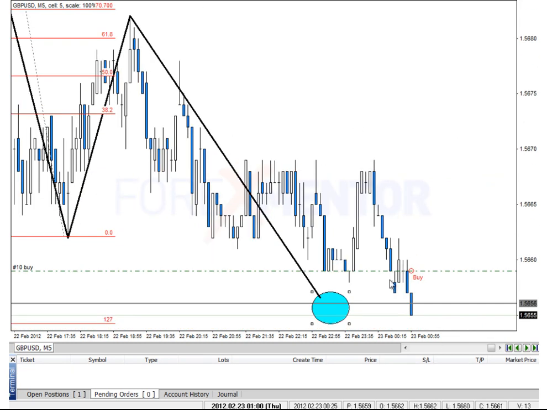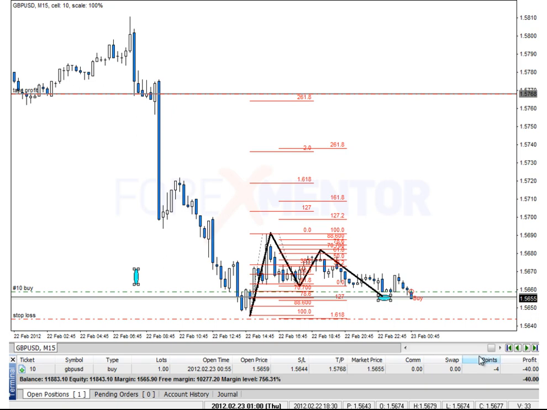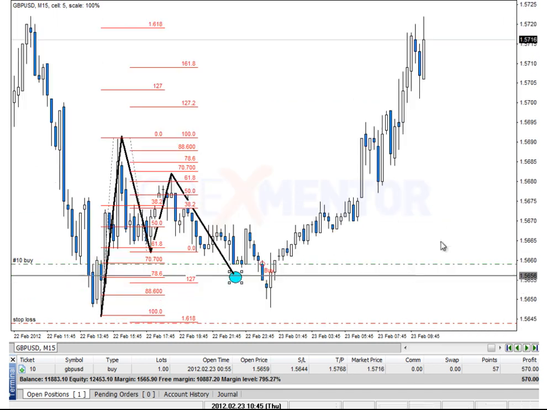Okay, so we've now been filled on the long side. I'm just going to move this up to a 15-minute chart so it doesn't look so cramped. Buy entry was at 56.59. The stop loss just below the low, so 15 pips, and I'll take profit up towards the high. So let's see what happens. Price sits in its range. Now, you need to be cautious about moving your stop to break even too soon on these sort of trades. Going nicely in our favor, 57 pips up at the moment.